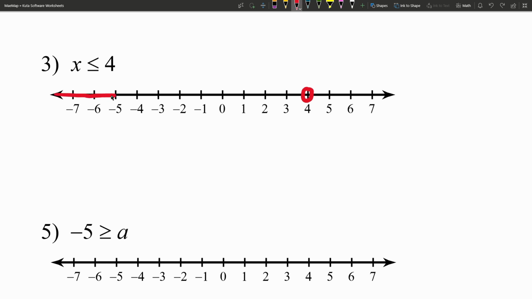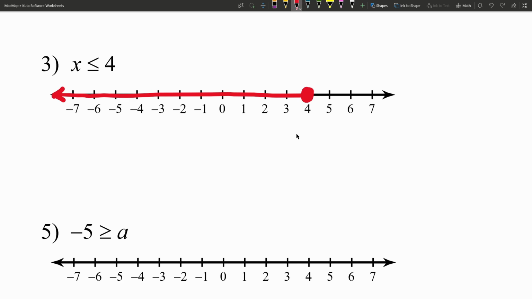So we're going to shade them all in. And don't forget to draw our arrow at the end, showing that that continues on, because x could be -8, and that's not on the number line, but it could be it. So we're going to include that arrow towards the end. One last thing, it says that x is less than or equal to, so we know that this circle needs to be filled in because x can be that value of 4.